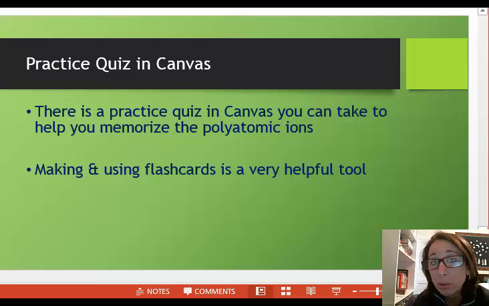There is a practice quiz in Canvas on the names, formulas, and charges of the polyatomic ions, as well as a link to a Quizlet created by a former student that might be helpful for you.